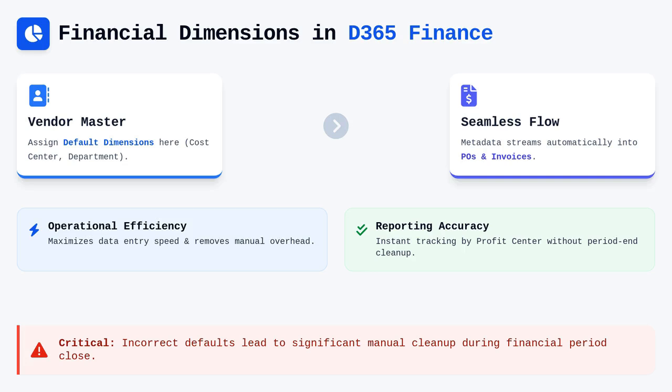Failing to set these defaults correctly often leads to significant cleanup work at the end of the month during the financial period close. By defining these at the vendor master level, you enable the system to stream this metadata seamlessly into purchasing documents like purchase orders and vendor invoices. This automation is precisely how you maximize data entry speed and ensure that the accounting team has the data they need to report by profit center without manual overhead.